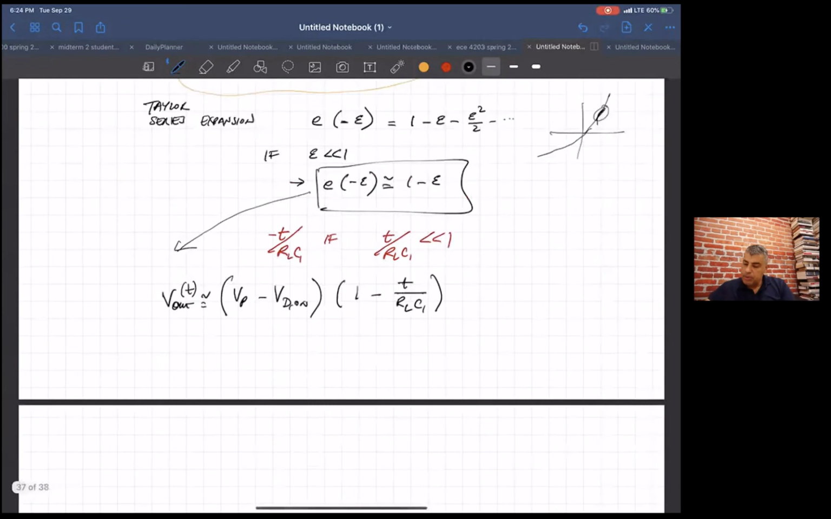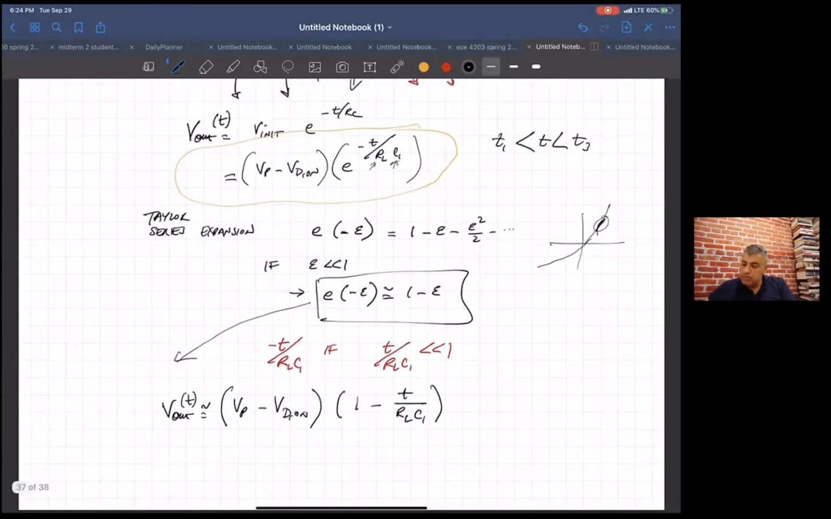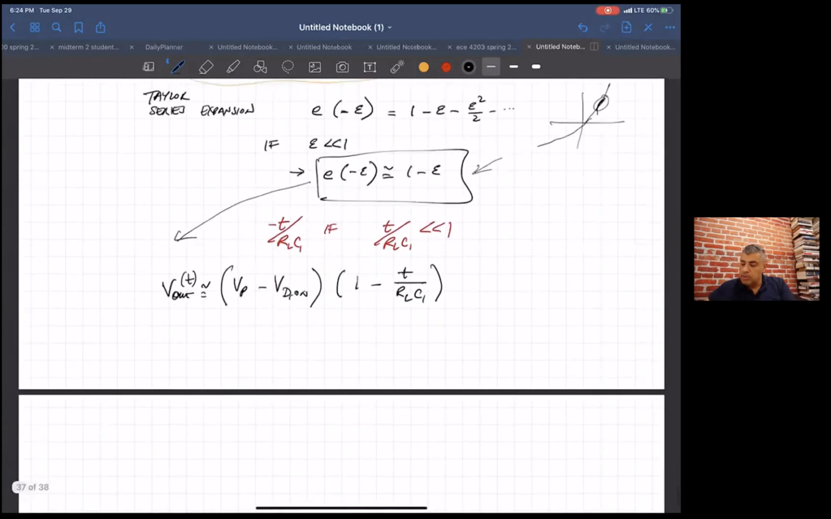So everybody's with me so far. What we did was we used this Taylor series expansion approach, which is an approximation, to get a linear approximation of what our droop, our voltage output, looks like once the diode is off.